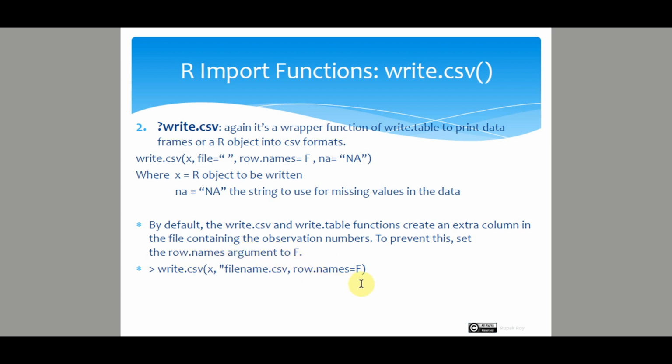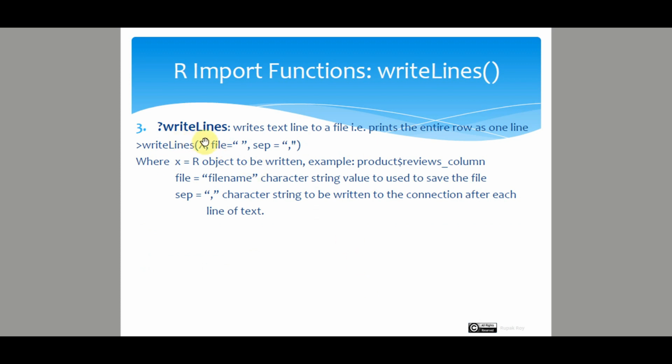And lastly, writeLines. writeLines just writes text lines to a file, that is, it prints the entire row as one line. This is basically used to print the values of the readLines function.